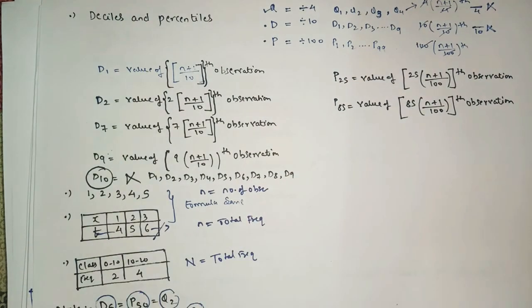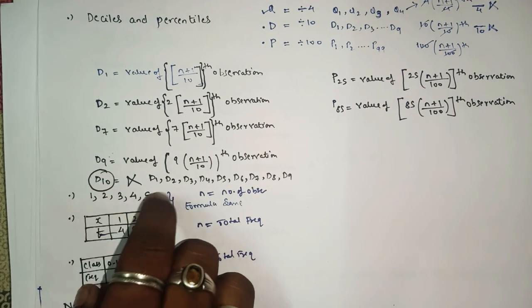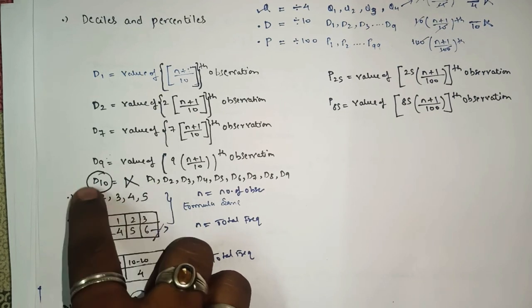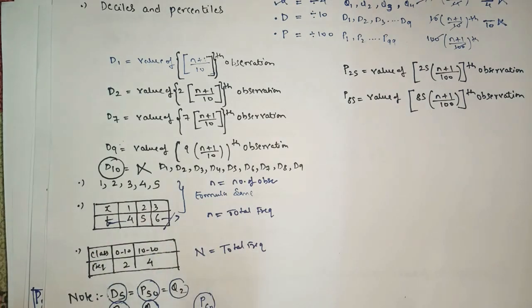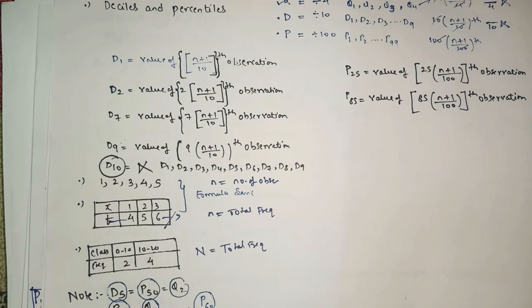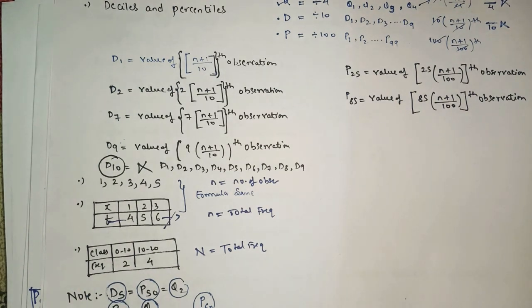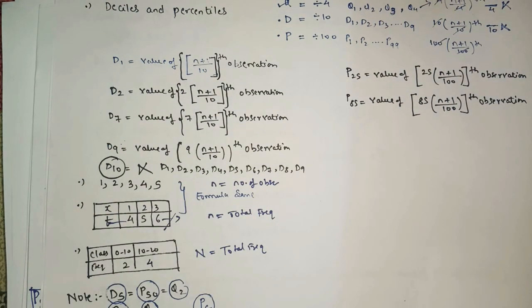So as I told, we'll divide this exercise also in three types. The first type will have raw data, where the numbers are here and there and you just have to arrange them in ascending order. Type number 2 is for ungrouped data, and type number 3 is for grouped data. For the first and second type the formula will be the same. For the third type the formula will be different, as we saw in quartiles also.